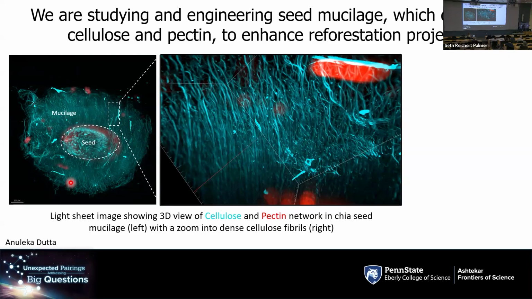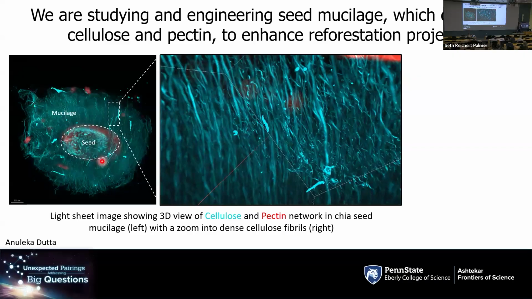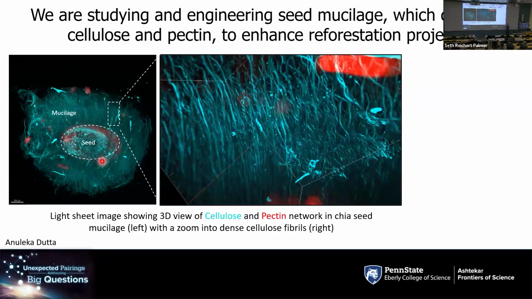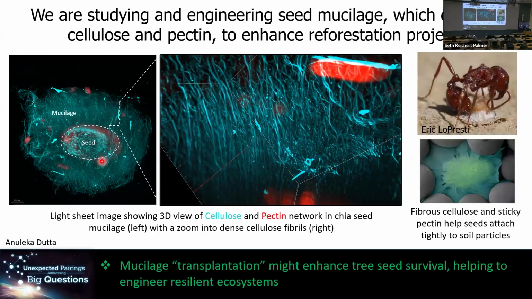And Annalika Dutta, who's a PhD student in my lab, has gotten interested in this mucilage as a biomaterial. And she's done some really nice light sheet microscopy, using a microscope that's right under the Millennium Science Complex building here at Penn State, to analyze the structure of that mucilage. So in this micrograph, the cellulose is in blue, and we're actually navigating through the mucilage. It's like we're flying through the 3D view of the mucilage. And you can see that that cellulose is arranged in rays that extend out from the seed to the surface of the mucilage.